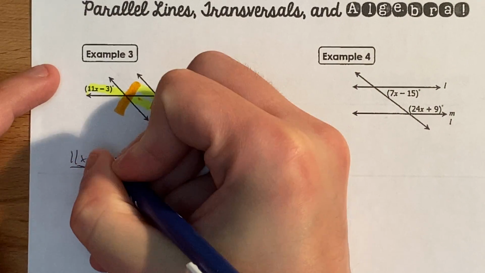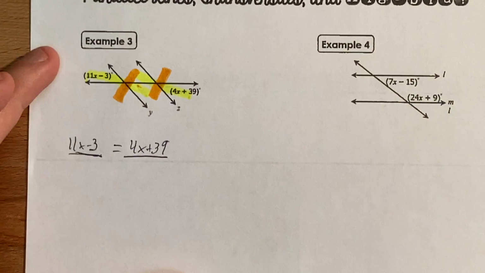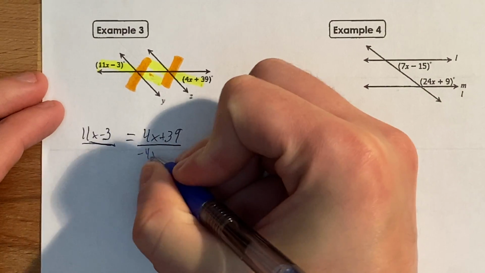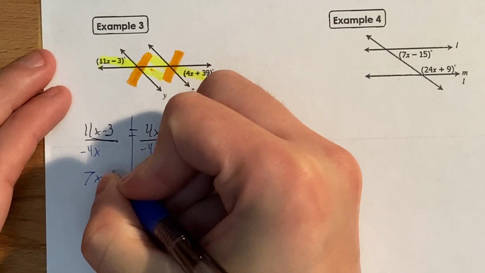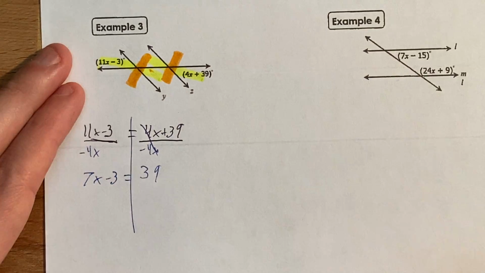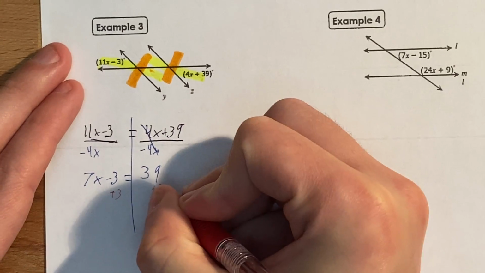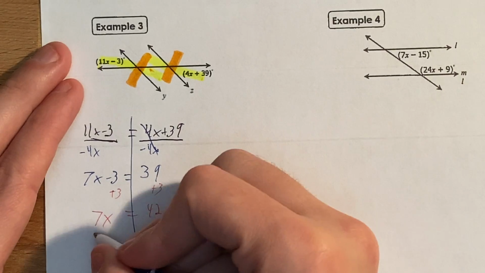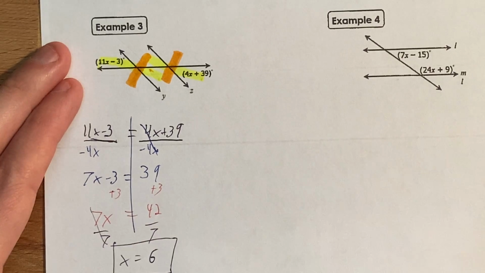So you get 11x minus 3 is equal to 4x plus 39. Because they're the same. And then you do some algebra. So we'll subtract 4x from both sides because it's on the opposite side of an equal sign. You get 7x minus 3, and pause if necessary, I'm not going to slow down. You get 39. Add 3 to both sides. You get 42. You get 7x. You divide by 7, and you get x equals 6. Okay.